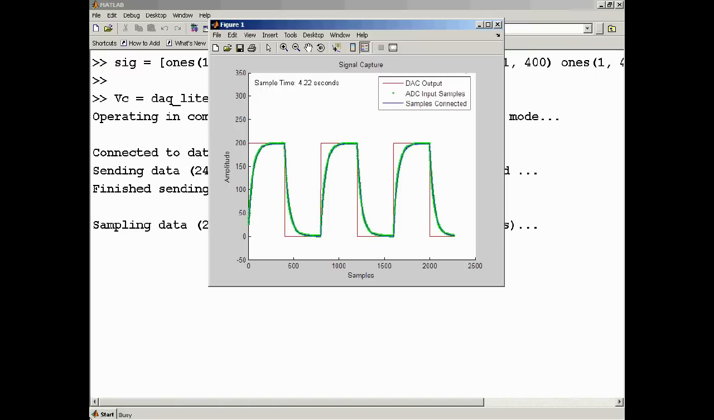Okay, so we can see the signal here. The red signal is the output signal, which is a square wave. And the voltage across the capacitor is this green signal here.